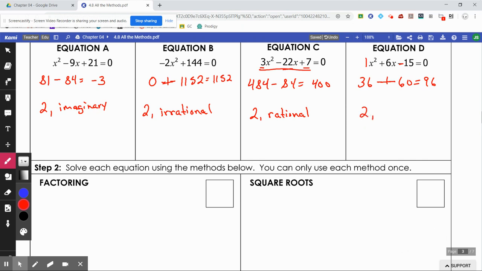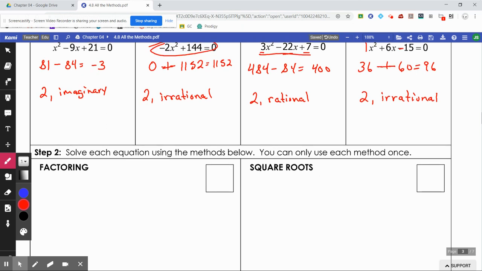I don't know the square root of 96, so those answers will be irrational. So let's find the best method for each of these. First off, the obvious one, I'm missing a b term here. So the square root is going to be best for that one. So let's actually solve it.